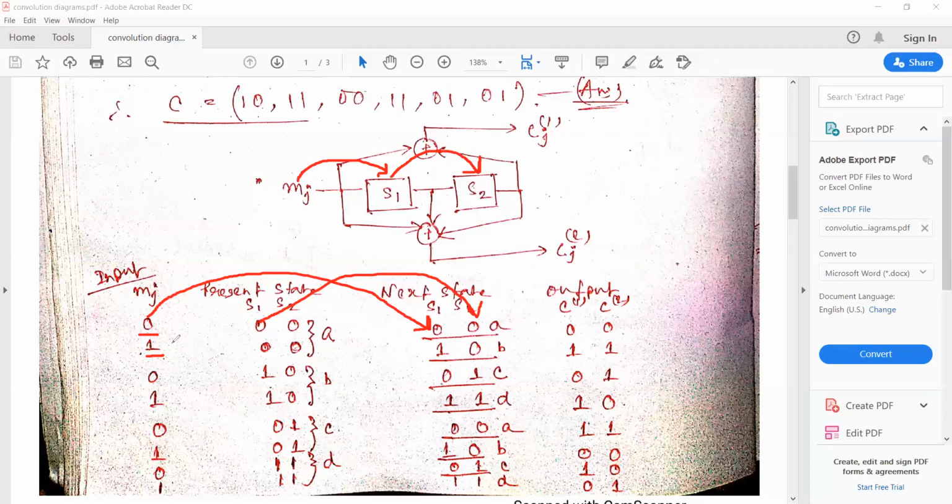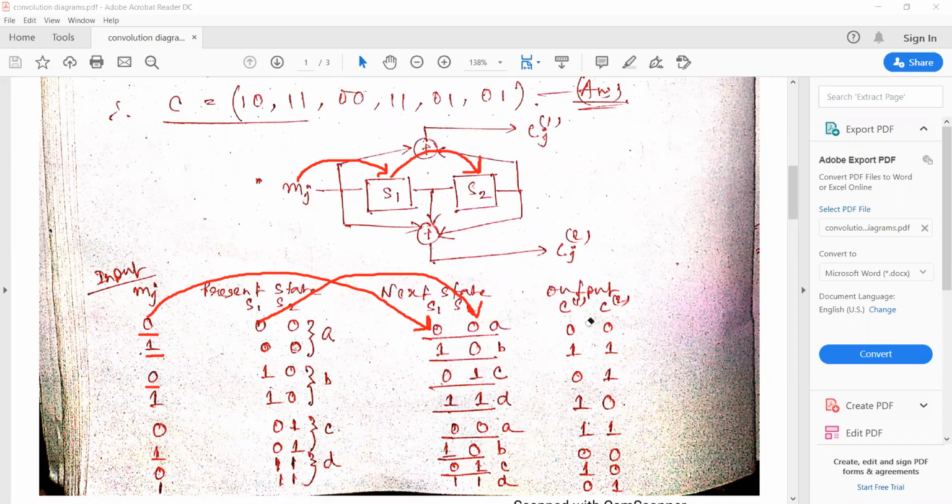So when a 1 is present at the message and the present state is 0 0, what will be the next step? Again, consider a new value will come to the message position. The previous bit will be right shifted to S1, and the present value of S1 will be right shifted to S2. So the next state will be 1 0, right?